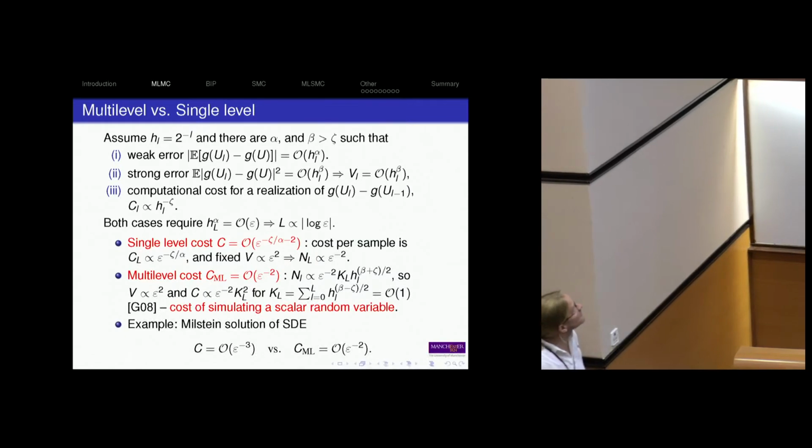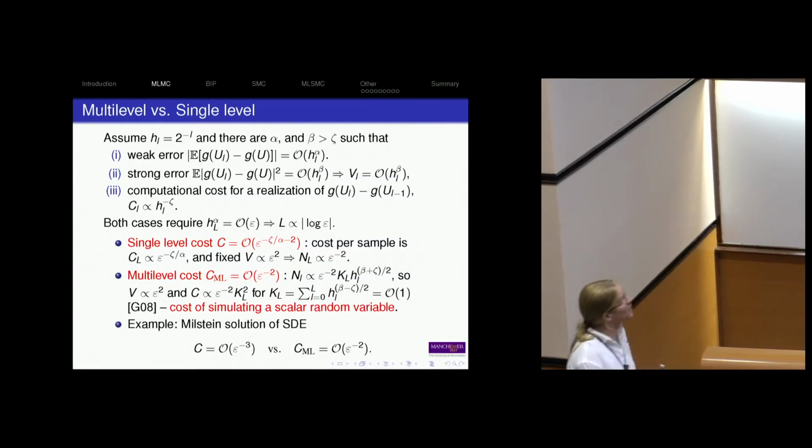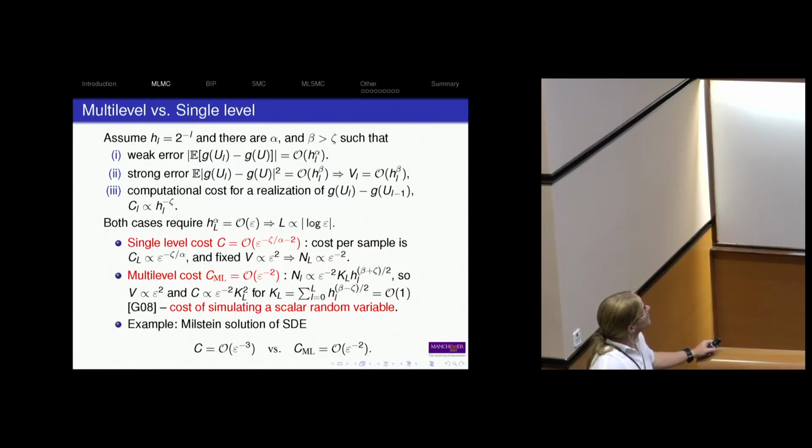In fact, as it's been pointed out, zeta for SDE is always 1. But it's not 1 in all contexts. PDE, for example. Okay, so both cases require that HL to the alpha is size epsilon, and then that means that L is going to be proportional to the absolute value of log epsilon.